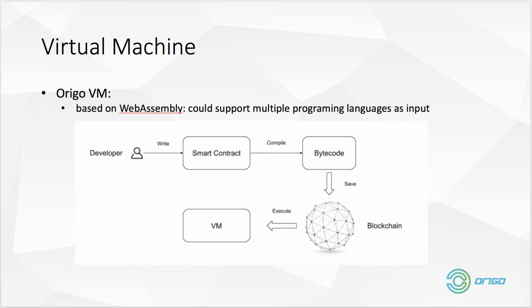This is more like tutorial material. A developer writes a smart contract, and the smart contract is compiled to bytecode. The blockchain doesn't need to store the whole smart contract; you only need to store the bytecode. So when you try to run the smart contract, it is executed in the virtual machine, and then you finish the job. So this is a basic tutorial for the virtual machine.